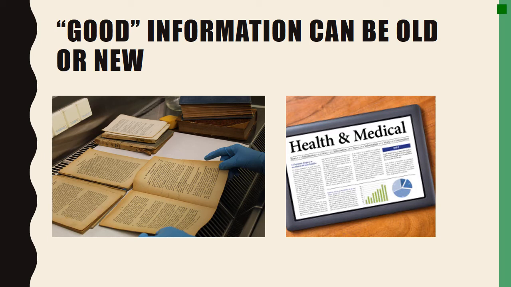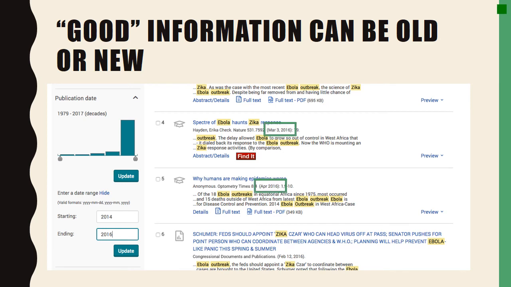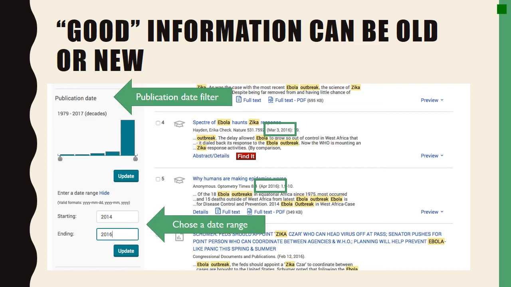Remember to pay attention to when the information was published so that you know whether it will be appropriate for your research topic. You can usually pick a date range in the database for the time period of the information that you want on your topic.